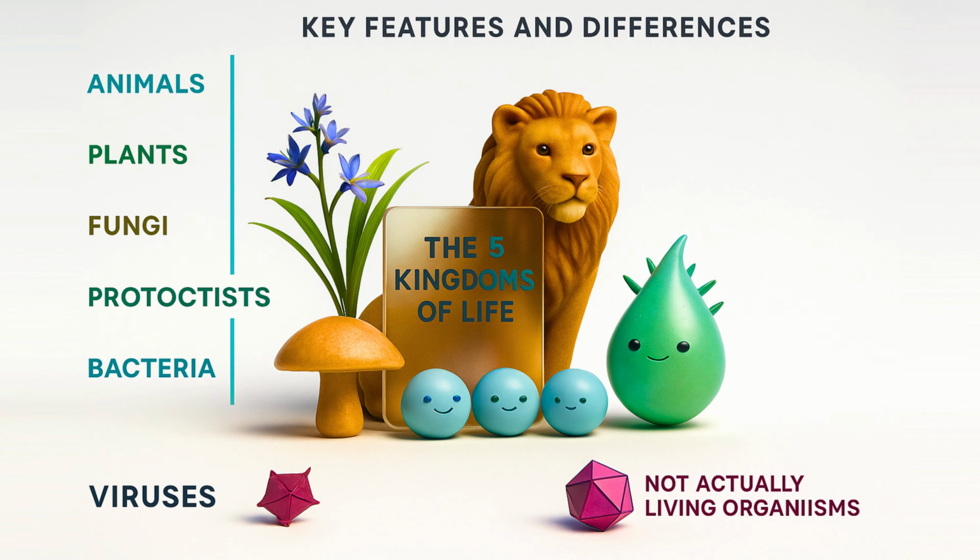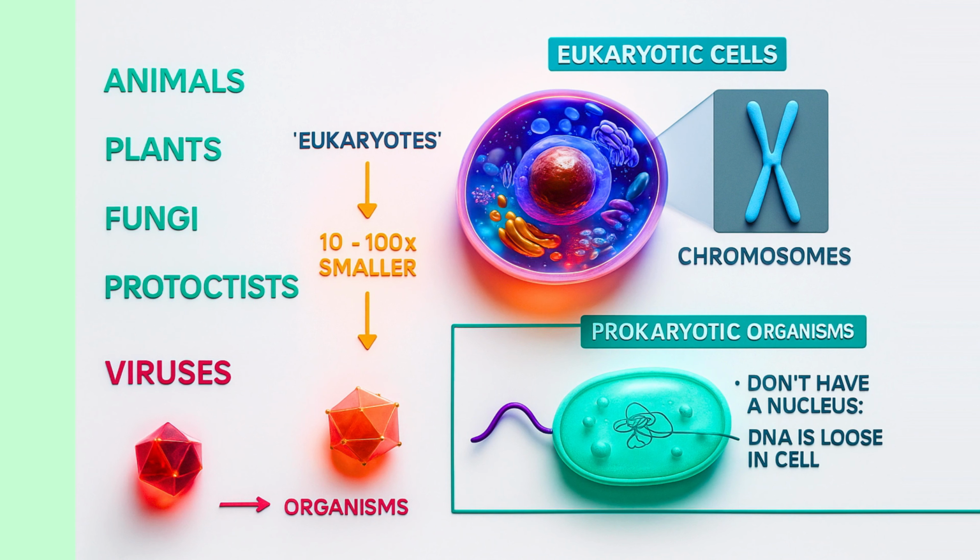If we put viruses to one side for a moment, we are left with the 5 kingdoms of life, which are animals, plants, fungi, protists, and bacteria. These 5 categories together include nearly all known living organisms on Earth. Viruses, however, are quite different because, as we will learn, they are not actually living organisms and therefore are not included in any of the biological kingdoms.